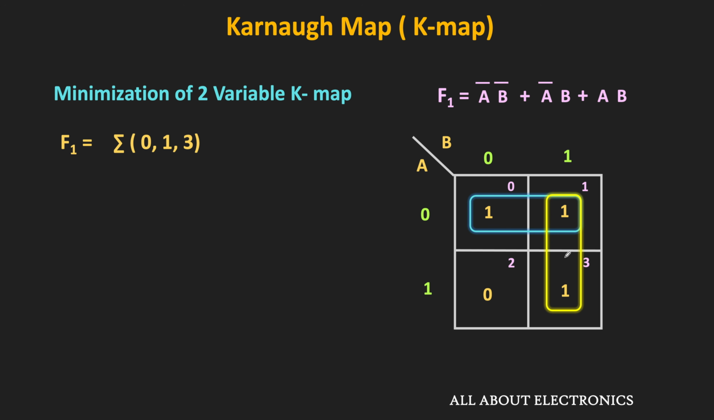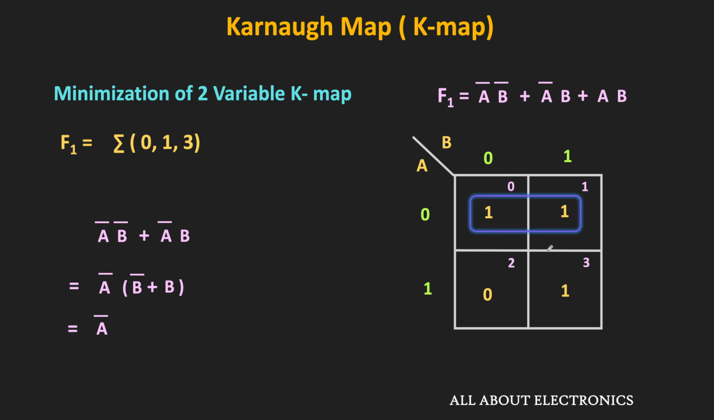And to understand that, first let us consider this first group. So this group consists of two minterms, that is a bar dot b bar and the a bar dot b. Now in this case, since the a bar is common, so we will have b bar plus b, and we know that this b bar plus b is equal to 1. That means this a bar dot b bar plus a bar dot b is equal to a bar. So by grouping these two ones, equivalently we will get a bar.